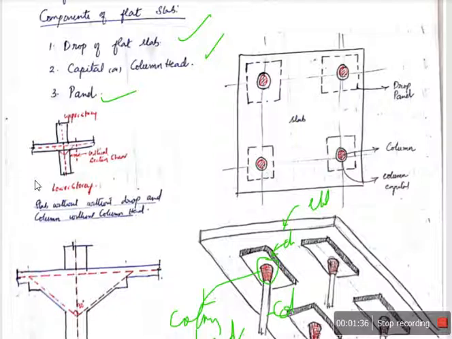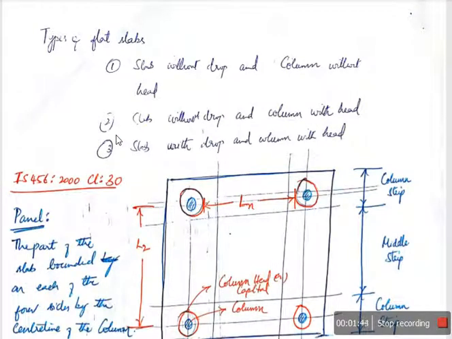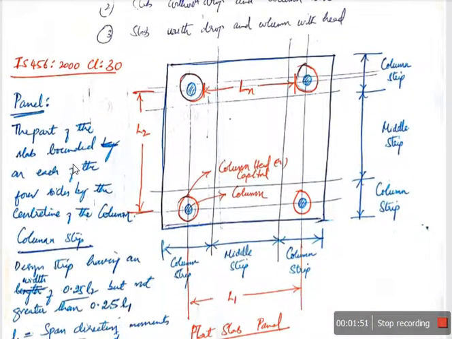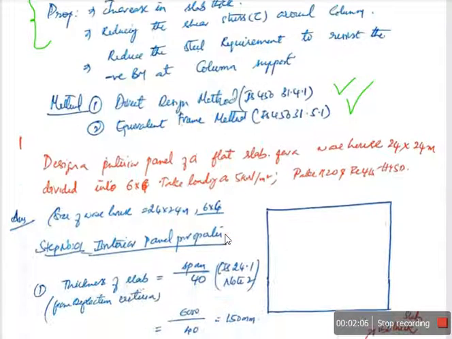At some locations the drop is provided, and at some positions it is not, based upon the span conditions. IS 456 has defined a few things: what is a panel, what is a strip, the column strip, what is a middle strip, what are drops, and how to calculate the bending moments. It was clearly mentioned in it. So we can directly go to the design of a flat slab.